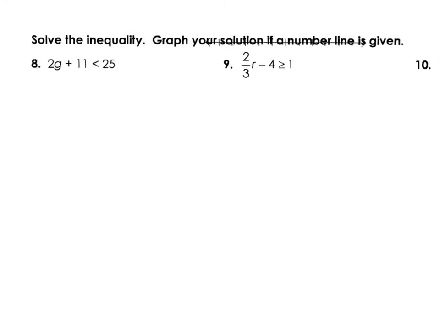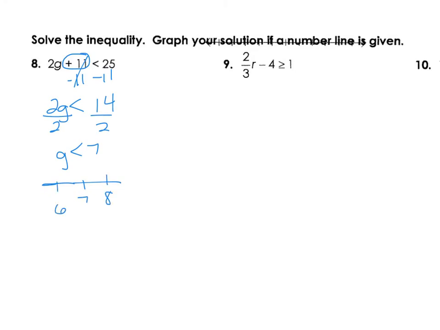Number 8. To start this one, this is a two-step inequality. I'm going to start by getting rid of this plus 11. So I'm going to minus 11 from both sides. That gives me 2g is less than 14. Then I'm going to divide by 2. I get g is less than 7. I'm going to just graph this quickly. Here's 7, 8, 6, open circle, going to the left.